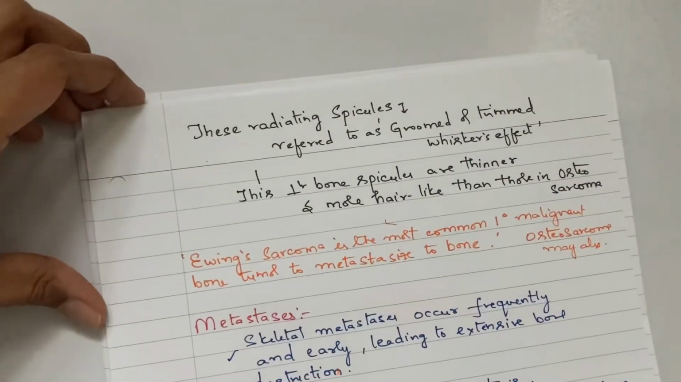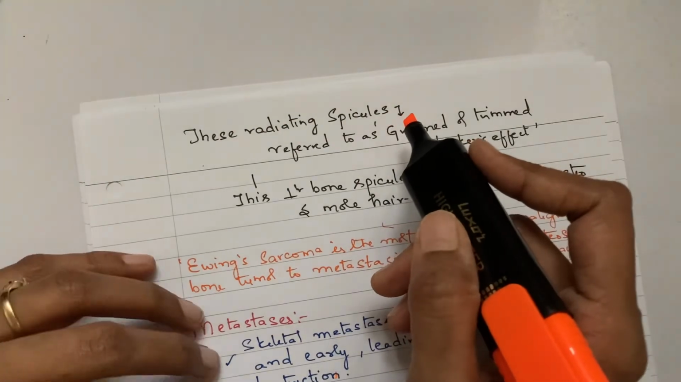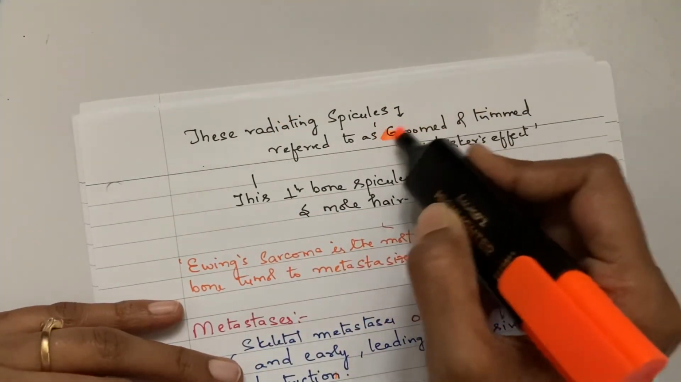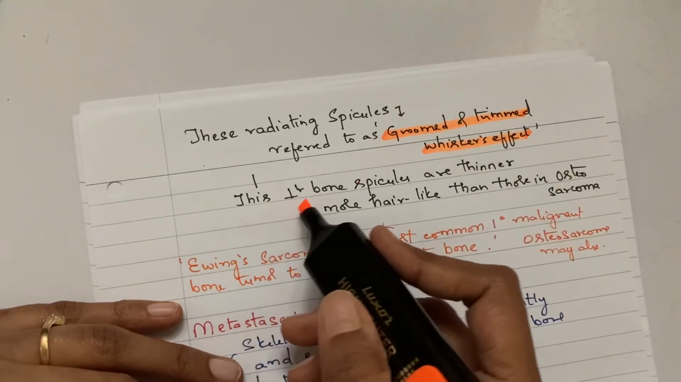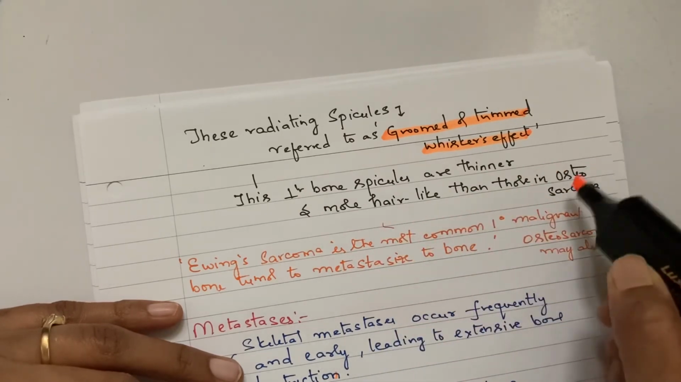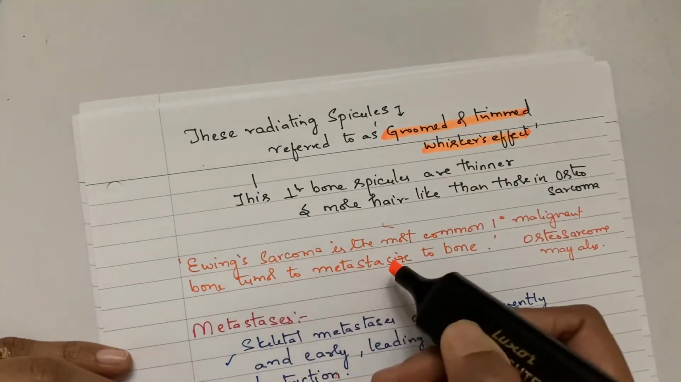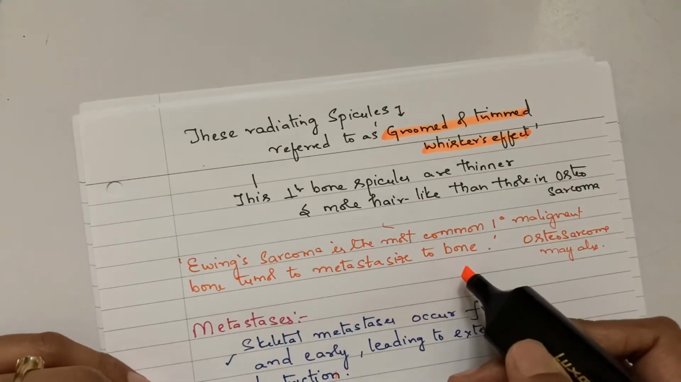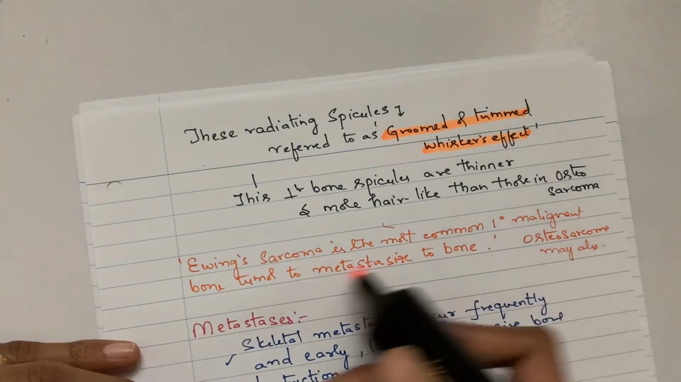Normally in this sunray type of periosteal reaction, there are radiating spicules, referred to as a groomed and trimmed whisker effect. These perpendicular bony spicules are thinner and more hair-like than those of osteosarcoma. Ewing sarcoma is the most common primary malignant bone tumor to metastasize to bone. Osteosarcoma also metastasizes to bone, but Ewing sarcoma is the most common.